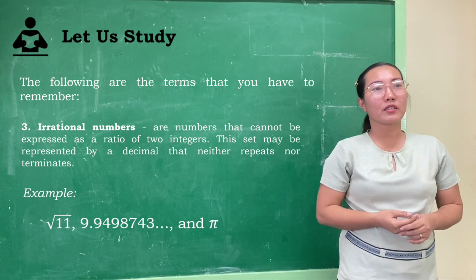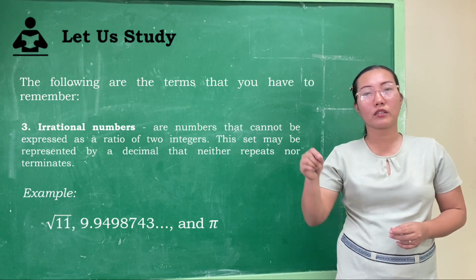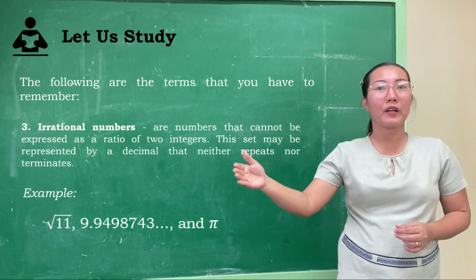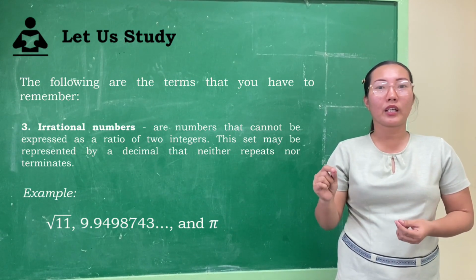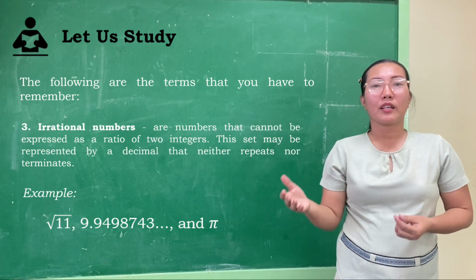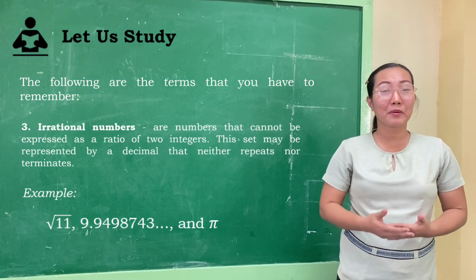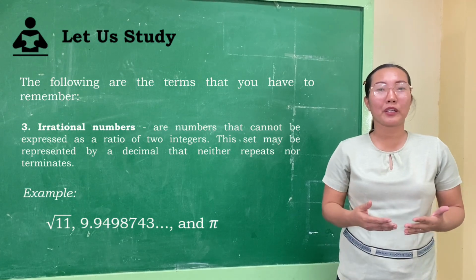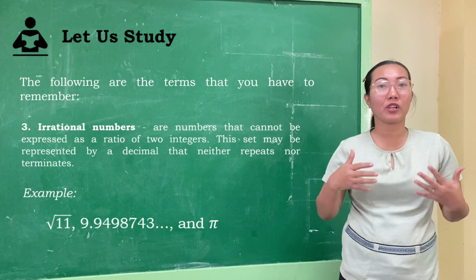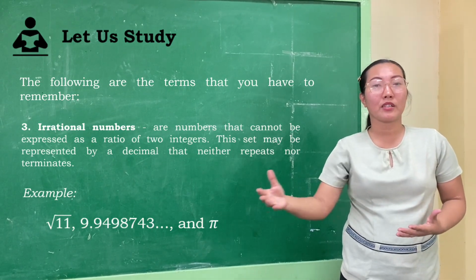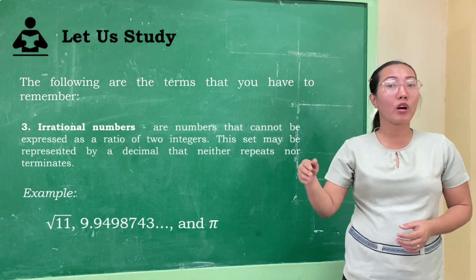Another example is the decimal 9.9498743. Again, it continues forever. As you can see with the decimal places, there is no repeated number and it does not terminate. That means it is an irrational number also. Lastly, we have the symbol pi. Remember, in our practice, we always use 3.14, but in actual, it has long decimal places. It has 3.14159265 and so on and so forth.